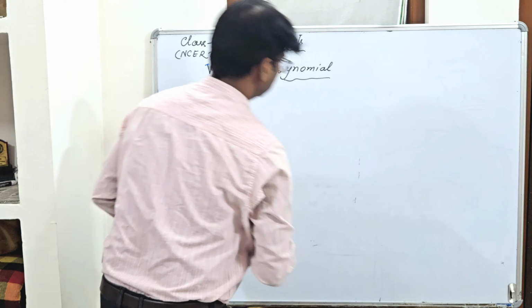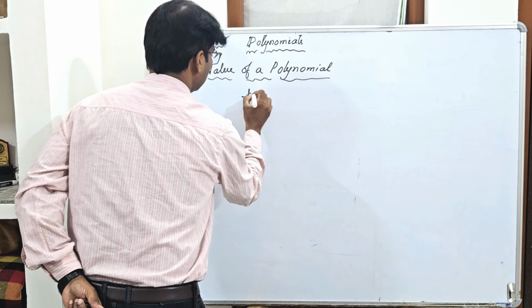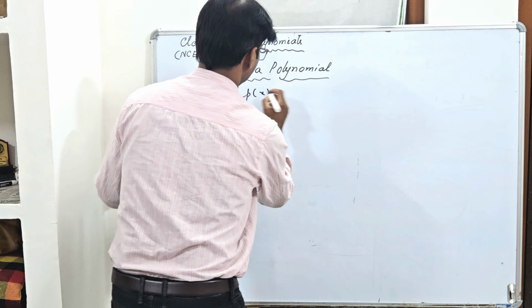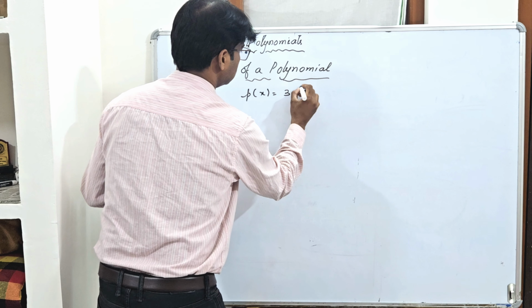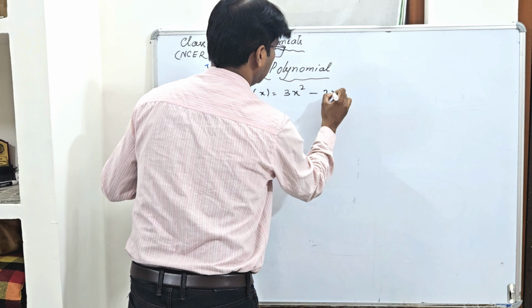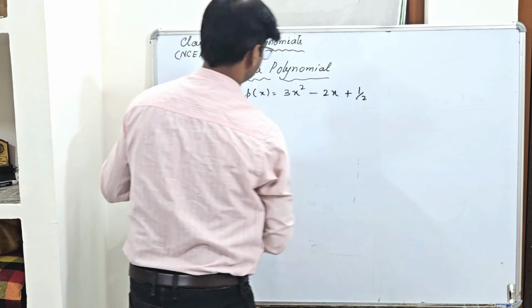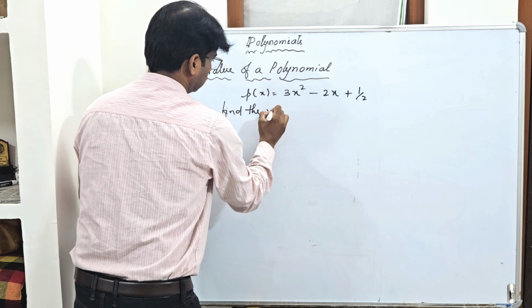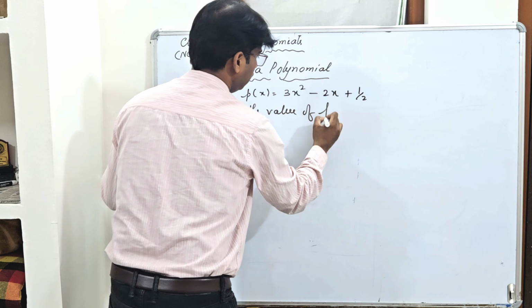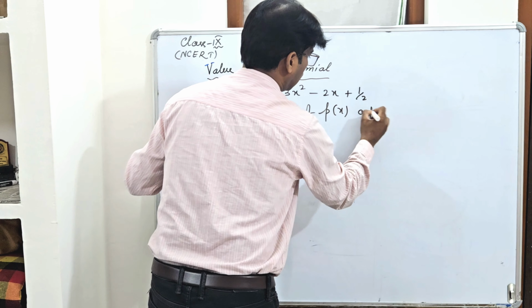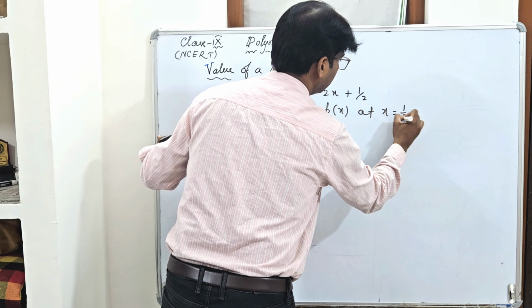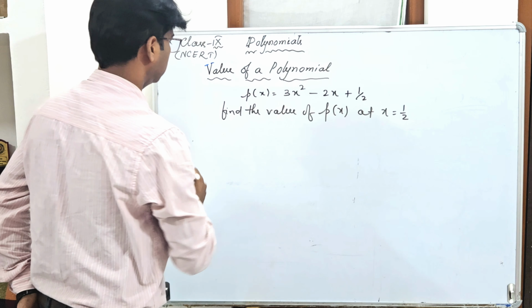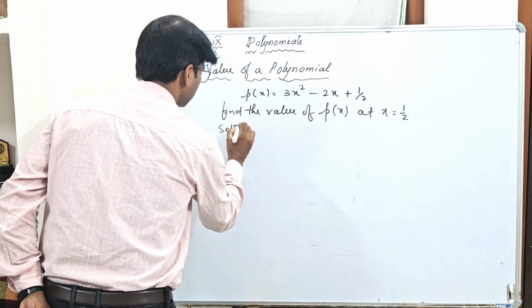I'll be taking one rational number. Suppose I take p of x is equal to 3x square minus 2x plus 1 by 2, and we are asked to find the value of p of x at x is equal to 1 by 2. Here I will be substituting x is equal to 1 by 2, a rational number. The solution part I will do the same way.